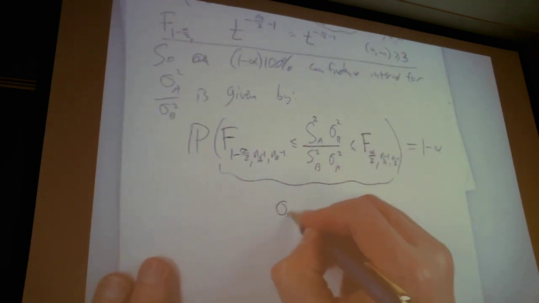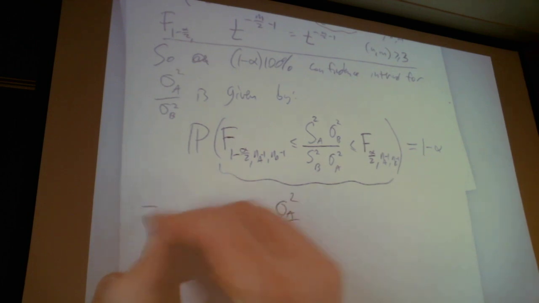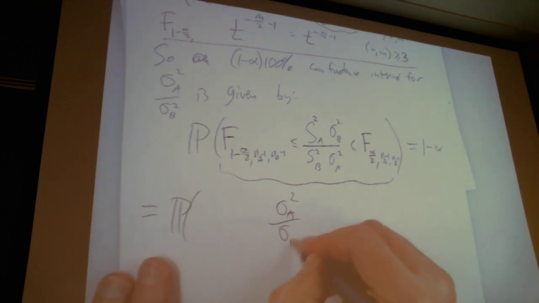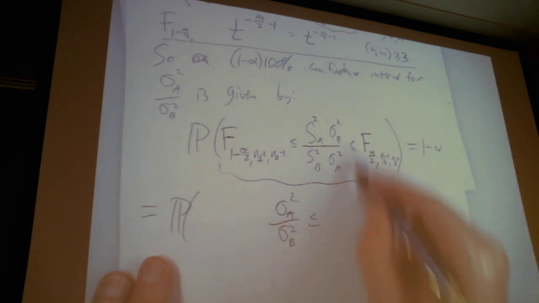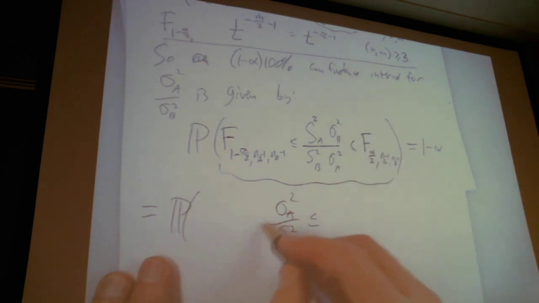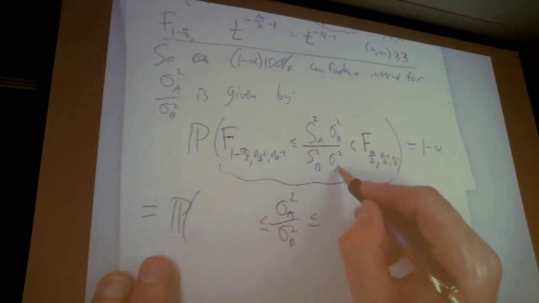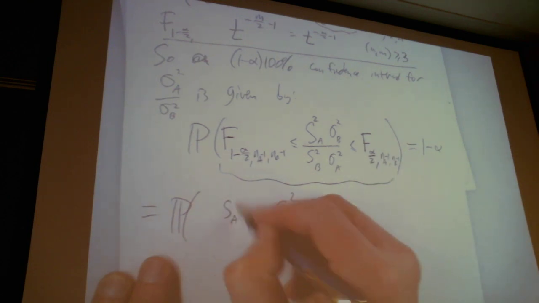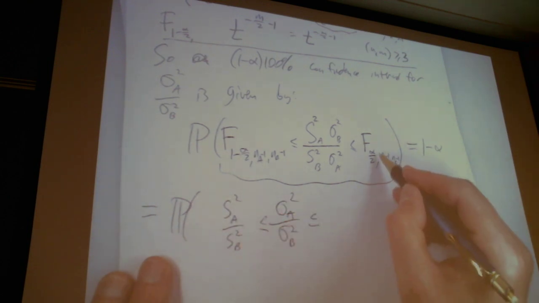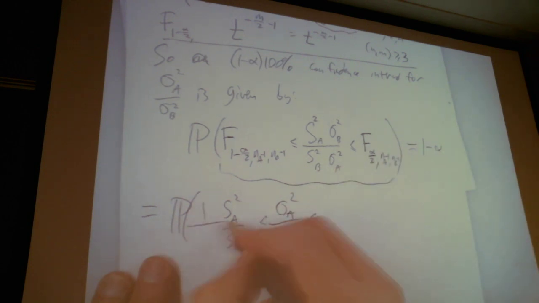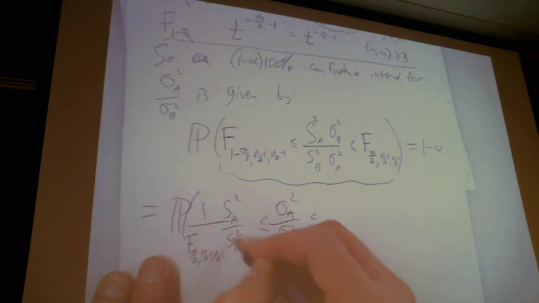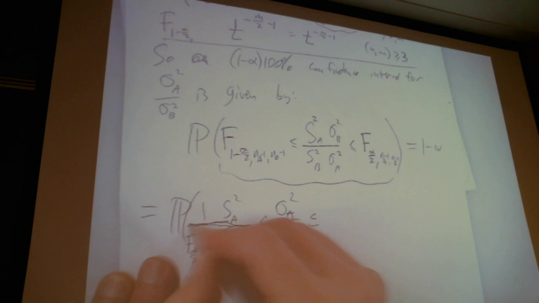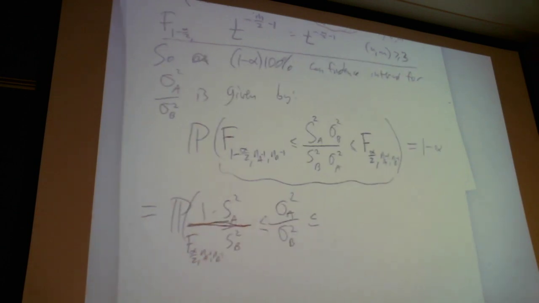So this is equal to the probability that sigma A squared over sigma B squared lies between. So let's do this one. The upper bound here will give me a lower bound. If I multiply by sigma A squared and divide by sigma B squared, I'm left with SA squared over SB squared divided by F alpha over 2, NA minus 1 and NB minus 1. Does everybody see that?